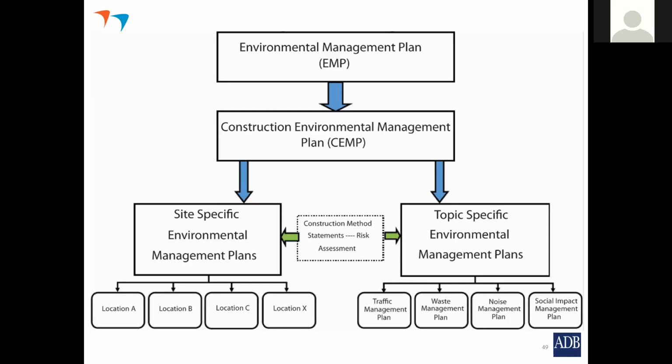So we want the CEMP. You can see the detail that we're trying to get the contractor to do. We're trying to get him to demonstrate through his construction method statement how he's going to meet the requirements of the EMP. So that's how specific we want him to be. That's what we're looking for in a construction environmental management plan.